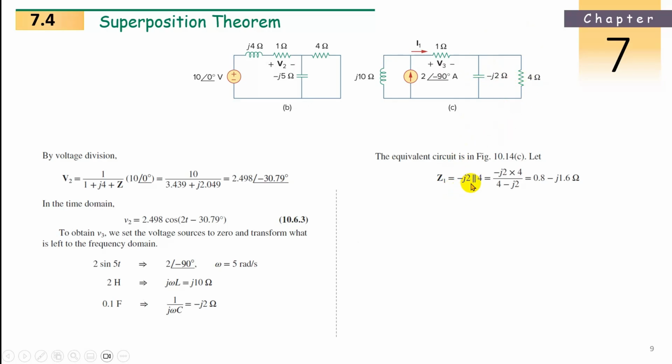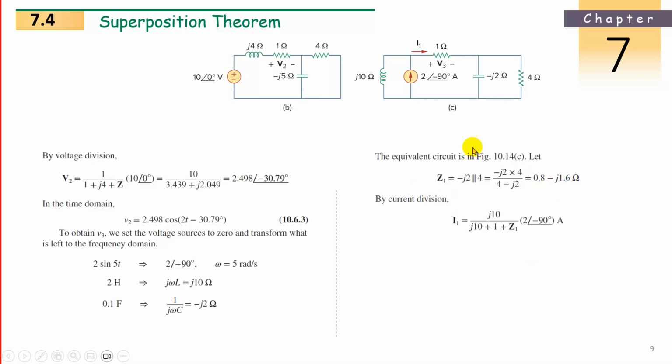Now minus j2 and 4 are in parallel. So multiply and divide with summation. Minus j2 multiplied by 4, divided by 4 minus j2. That is 4 plus j2, it should be. It is 4 minus j2 because of the minus sign on the j2. Now we again convert into polar, multiply and divide, and convert back to rectangular. It is 0.8 minus j1.6.